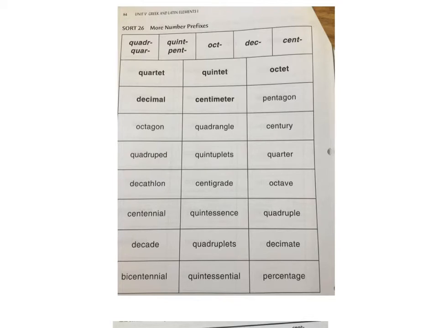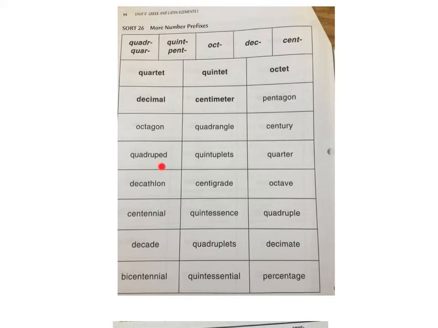Pentagon is pent, so that's 5, and it's a 5-sided figure. Octagon is your 8-sided figure. Quadrangle, it's quad, 4, and then angle, so 4 angles. Is quadrilateral not on here? Okay, quadrilateral, it's the same thing, the same prefix, 4 angles. Century is 100 years, 100.